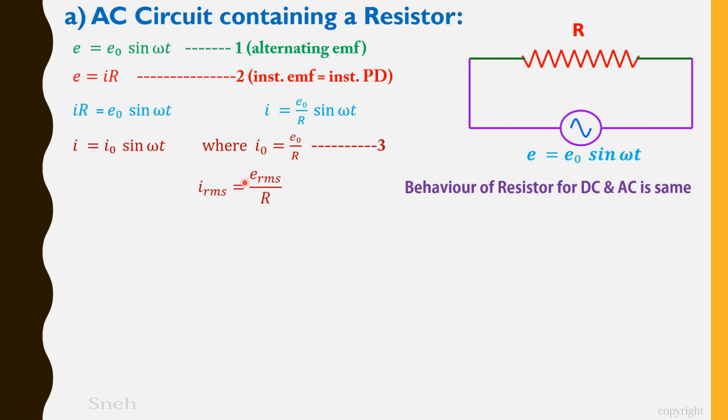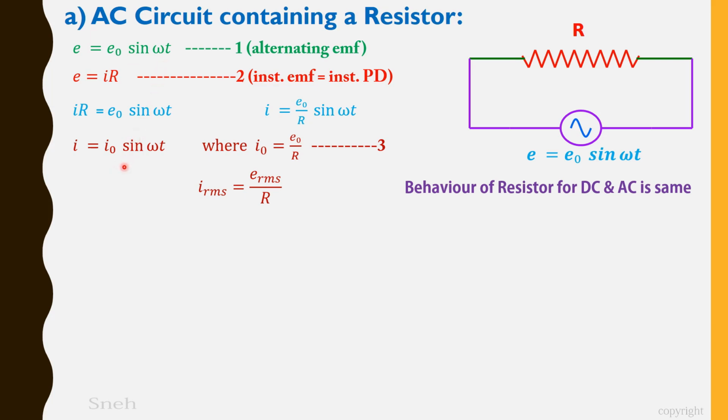As both these equations are similar to Ohm's law, we can say the behavior of a resistor for DC and AC is the same. For both, current is given by EMF or voltage divided by resistance. If I observe this equation of current and EMF, I can see both are sine functions, both are positive.